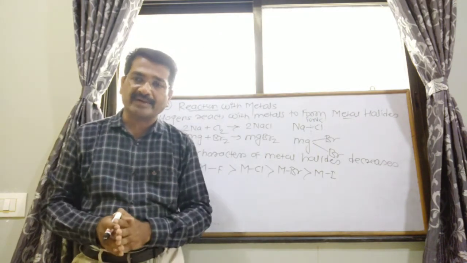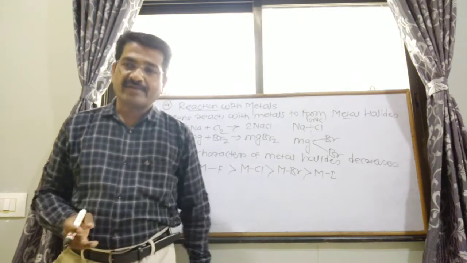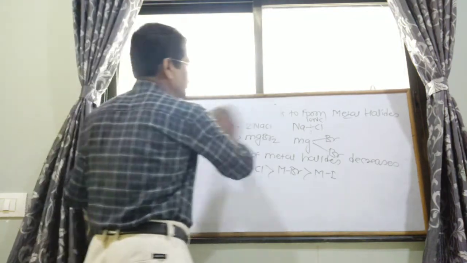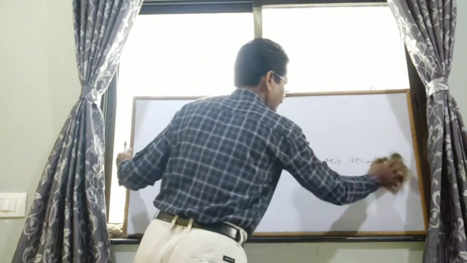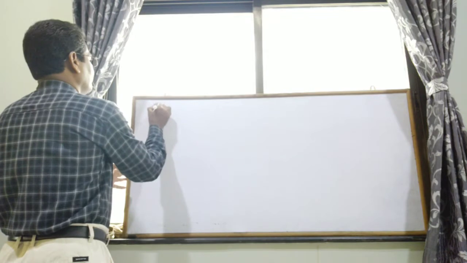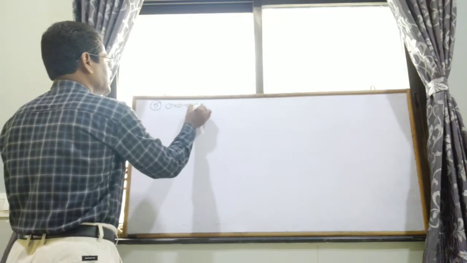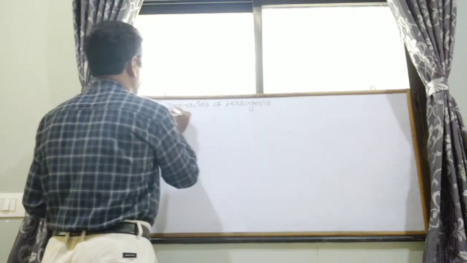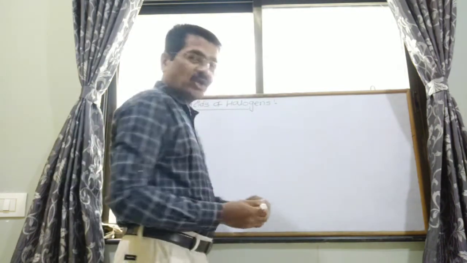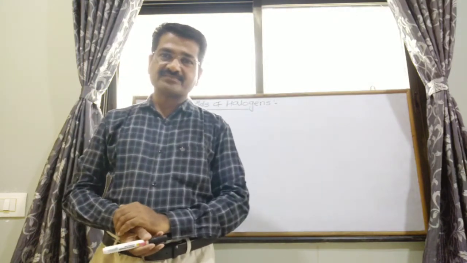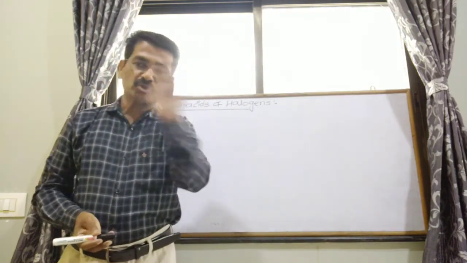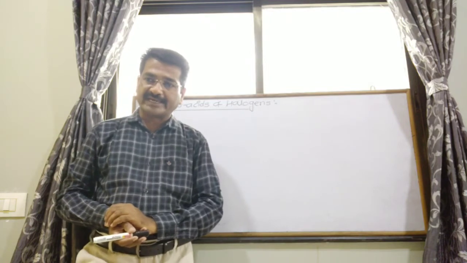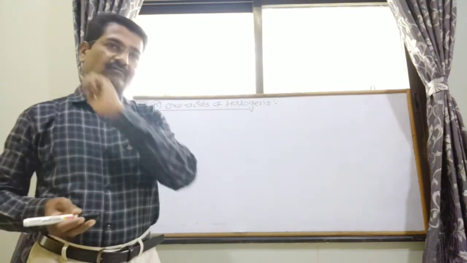Then see the next chemical property, the fifth one, that is oxoacids of halogens. Halogens can form a number of oxoacids, but only 4 oxoacids have been isolated in pure form.